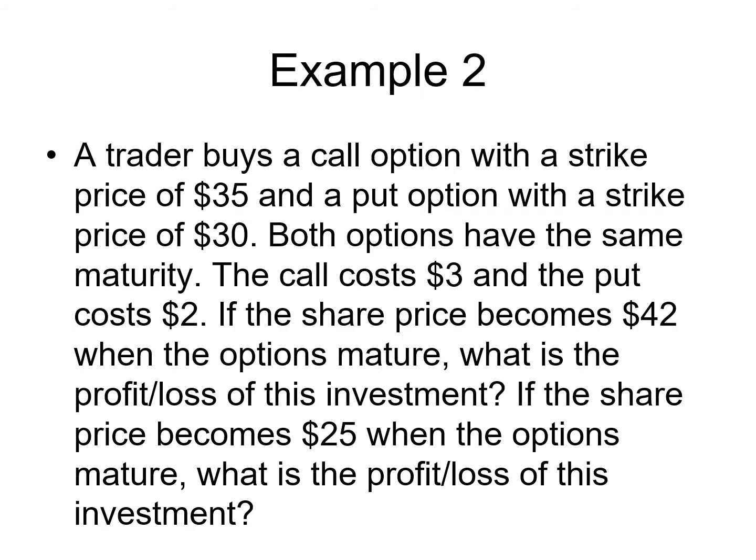Example 2. A trader buys a call option with a strike price of $35 and a put option with a strike price of $30. Both options have the same maturity. The call costs $3 and the put costs $2. If the share price becomes $42 when the options mature, what is the profit or loss of this investment? If the share price becomes $25 when the options mature, what is the profit or loss of this investment?